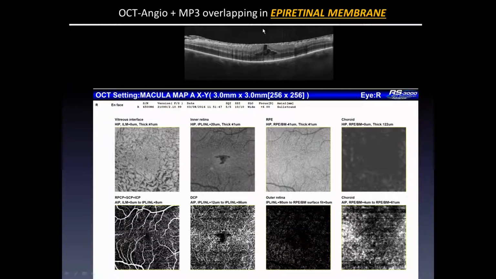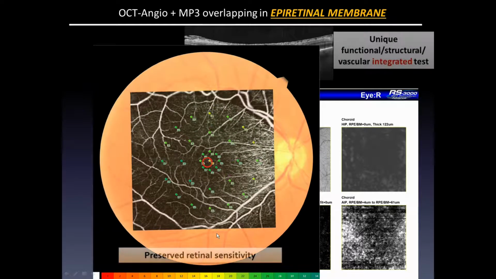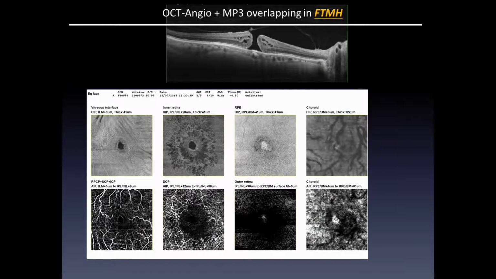This is, for example, an OCT angiography of an epiretinal membrane. See the distortion of the superficial layer and deep layer of the retinal vessels. This is the normal sensitivity of the macula of the patient, at least in the first time before the surgery. This was the full thickness macular hole, with the cystic space around the hole in the en face OCT, of course, and also in the angiography OCT.